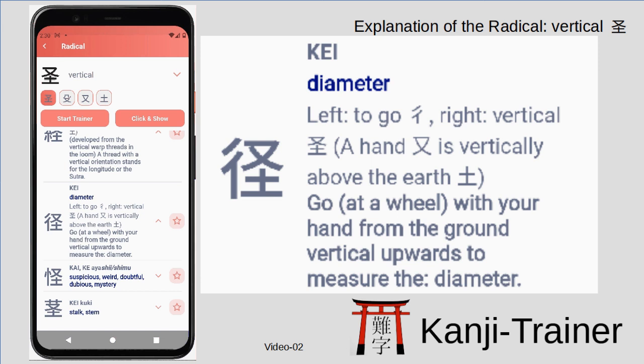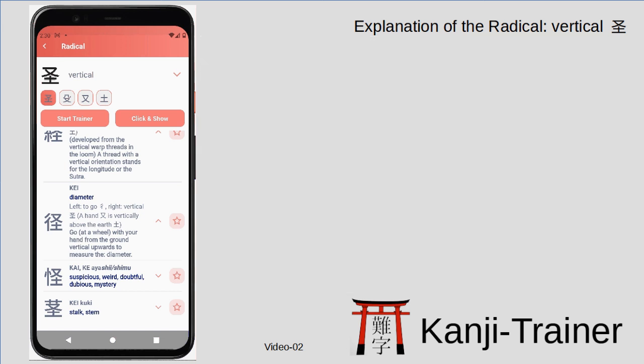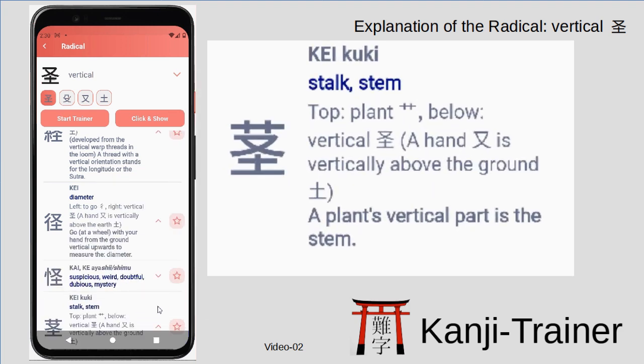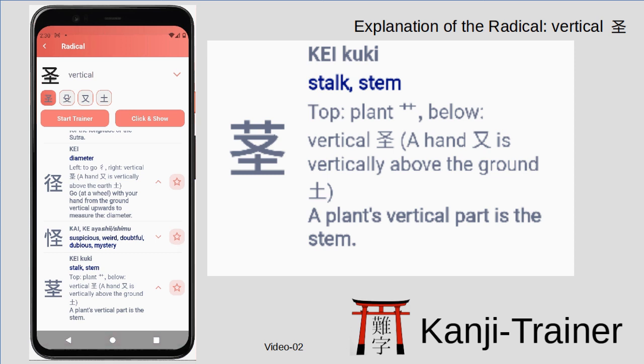The remaining two characters of this list appear a little bit more difficult, so let me only present the last one to you. It stands for the stalk or stem of a plant and has the pronunciation kuki. It is composed of the component for plant and this component for vertical. The memory phrase for this is, the plant's vertical part is the stem. So the plant's vertical part is the stem.